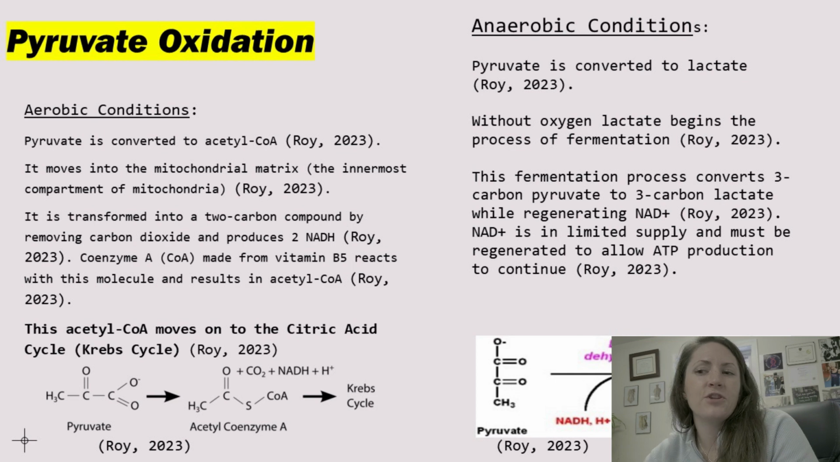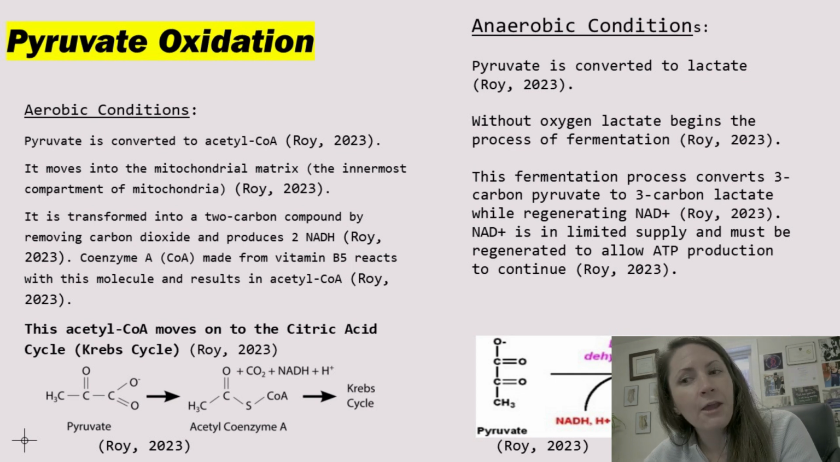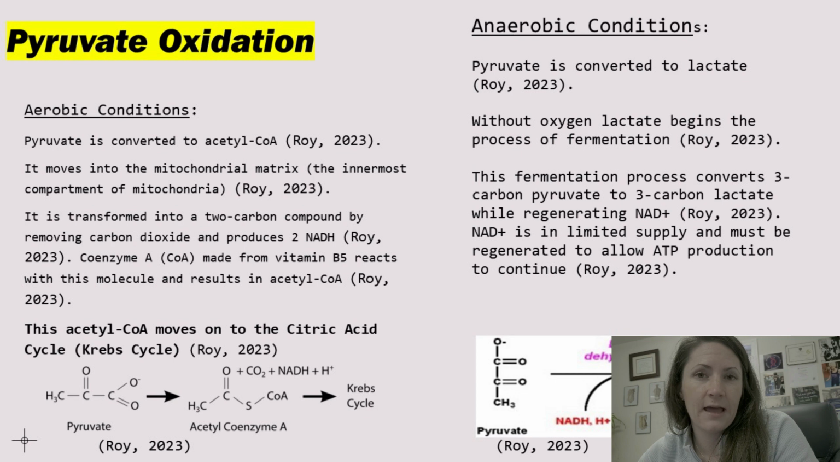It's transformed into a 2-carbon compound by removing carbon dioxide. And this removal then produces 2 NADH, right? Because we've removed hydrogens. Coenzyme A, or CoA, which is made from B vitamin B5, then reacts with this molecule, and it results in acetyl-CoA, which is what, again, moves on to the citric acid cycle or the Krebs cycle.